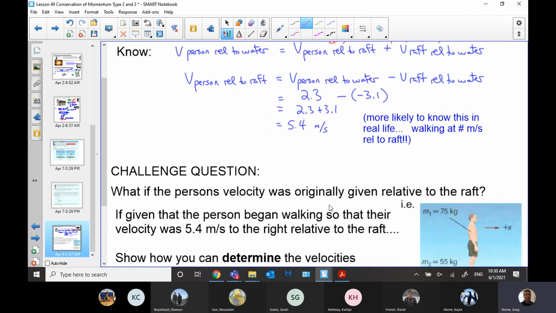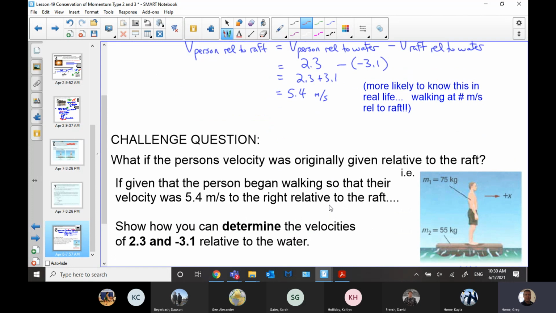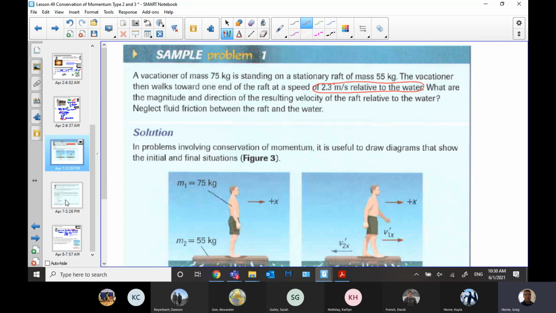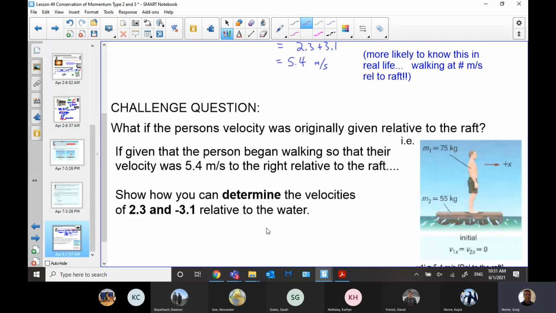So I want you to think about this, okay, and see if you can figure out how this would work. If you didn't have this analysis, you wouldn't have known the 2.3 and 3.1. I'm asking a different question here where it's saying, okay, if you're on a raft and you know the masses of each, you and the raft, right? If you decided to walk, so your velocity was 5.4 meters per second relative to the raft, what would your velocities be relative to the earth, right?